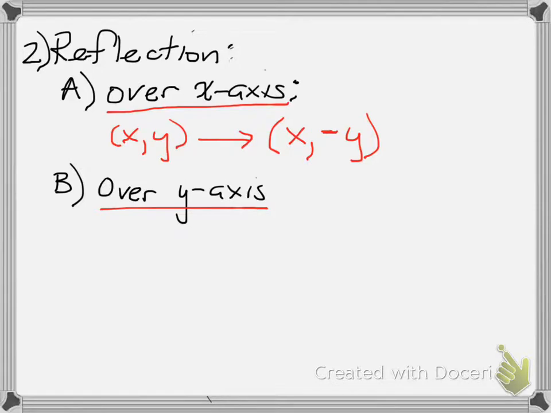Over the y-axis, all the points that get reflected over the y-axis, the x's change. It becomes the opposite of whatever the x value is, but the y's stay the same. So the best way to see that is actually to do an example.